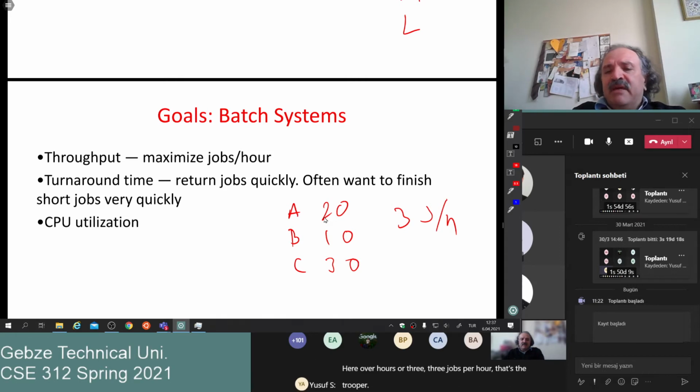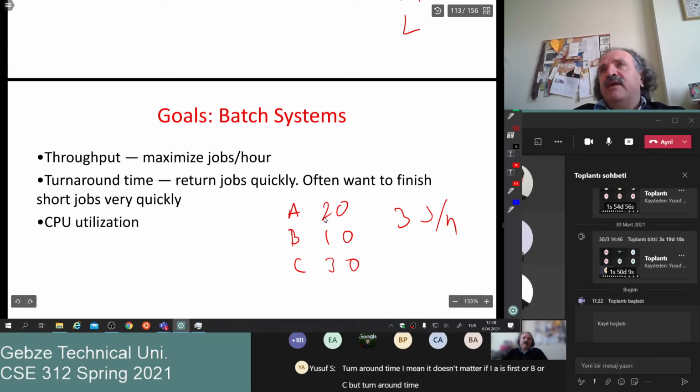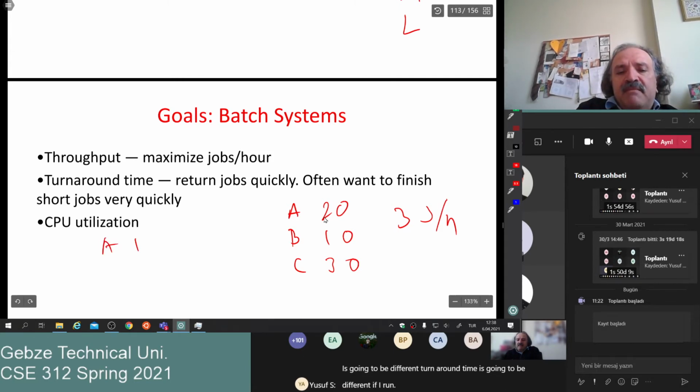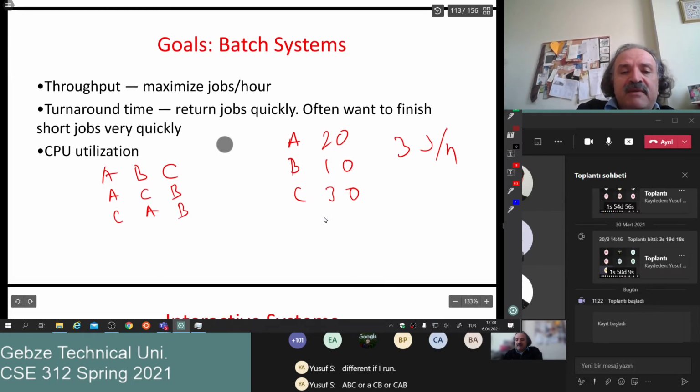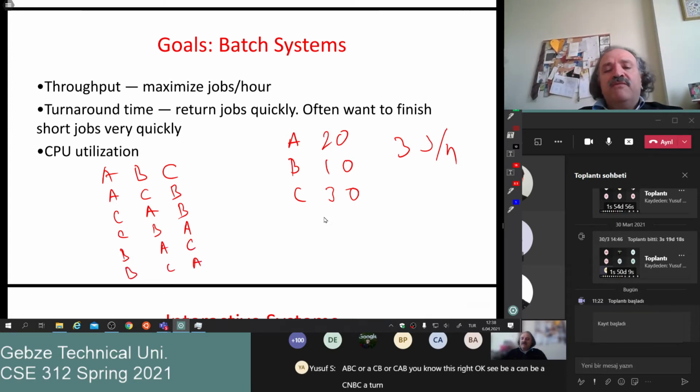Turnaround time, it doesn't matter if A is first or B or C, but turnaround time is going to be different. If I run A, B, C, or A, C, B, or C, A, B, you know this, right? Or C, B, A, and B, A, C, and B, C, A. Turnaround time is going to be different for each of them.